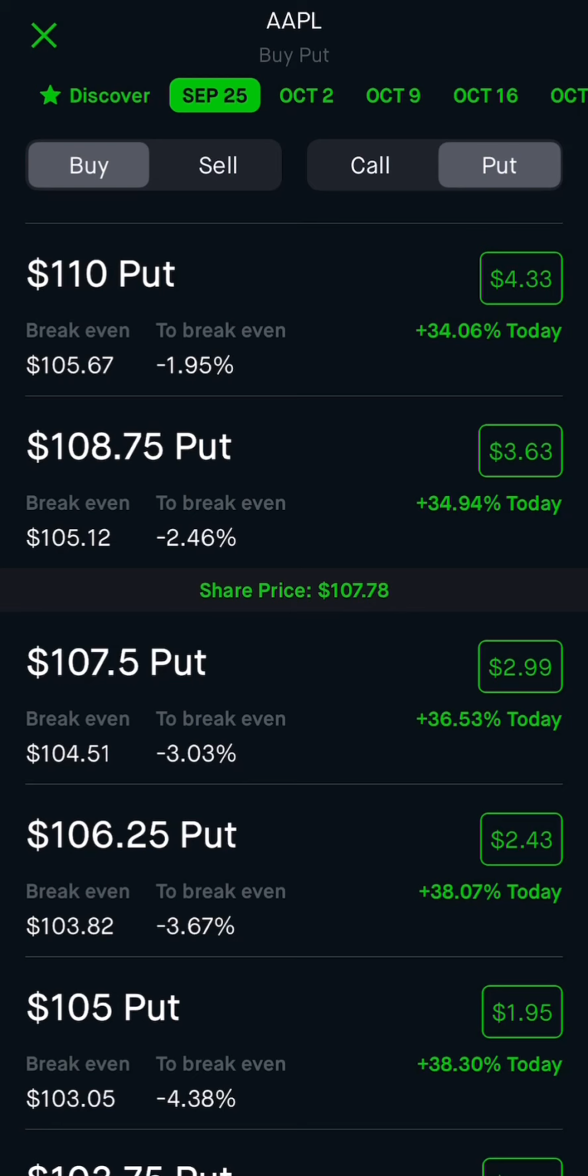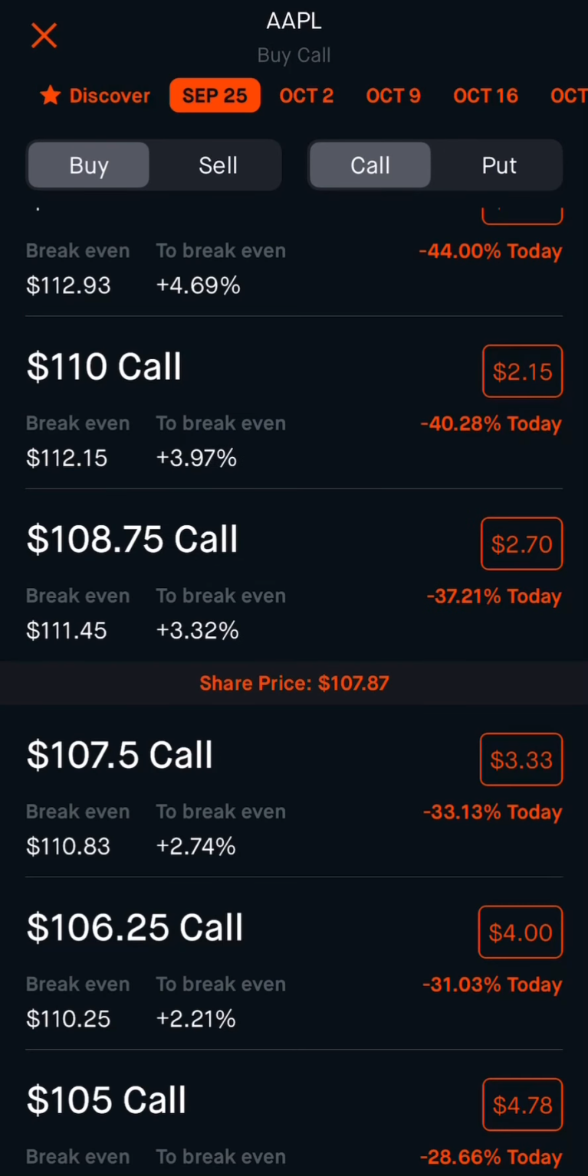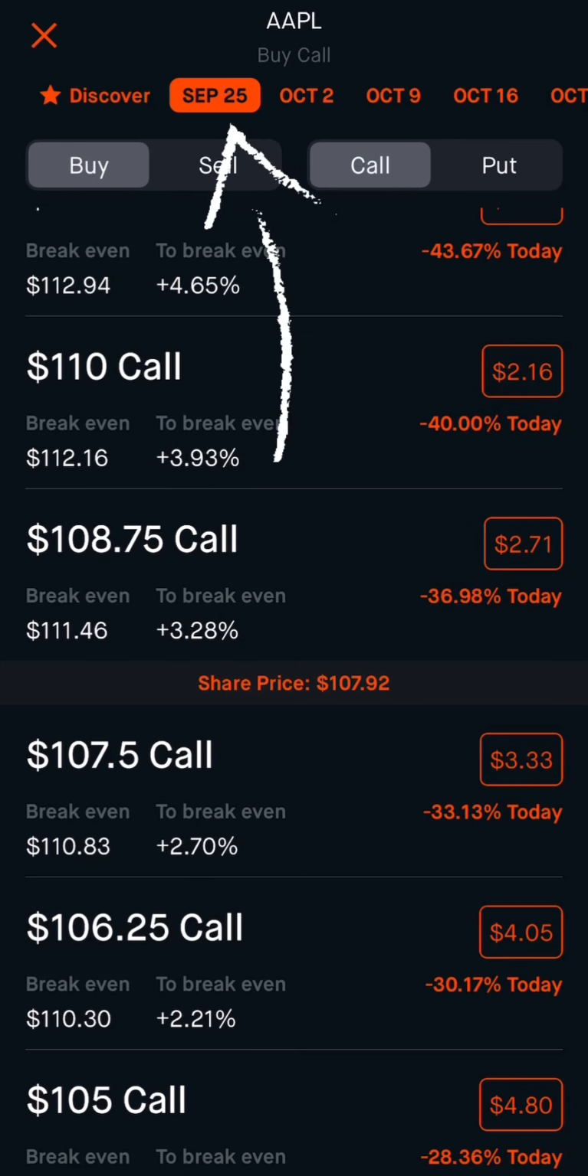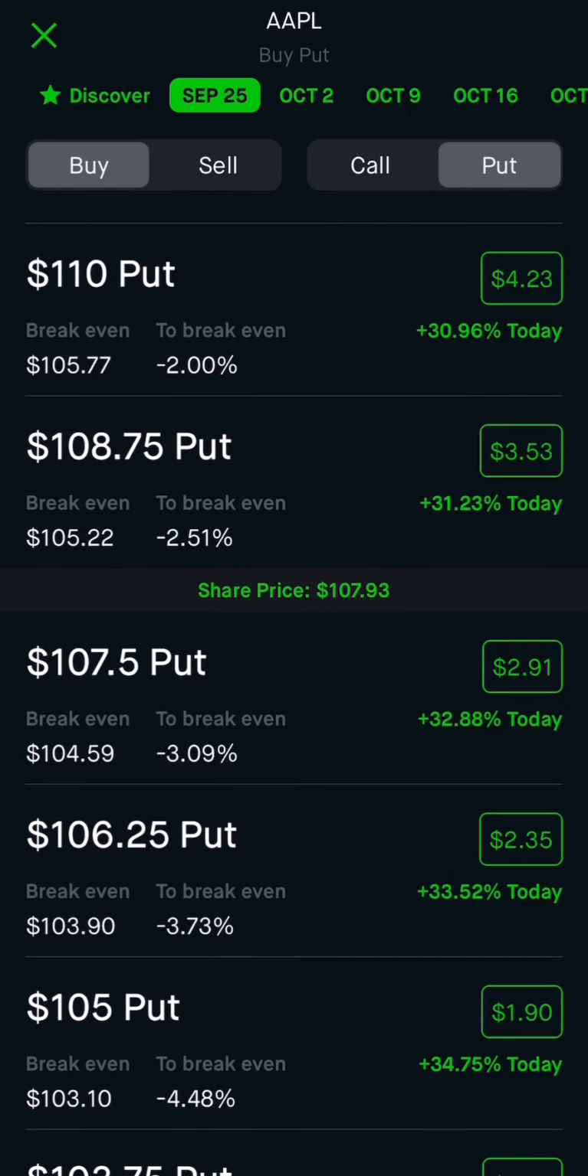And what we want to do is, a put is going to be if you think it's going to be going down. A call is going to be if you think that the stock's going to be going up by September 25th. So we think it's going to be going down by September 25th. So what you would be able to do is you can actually see a few different things. So you see share price 107. Always make sure you see that.